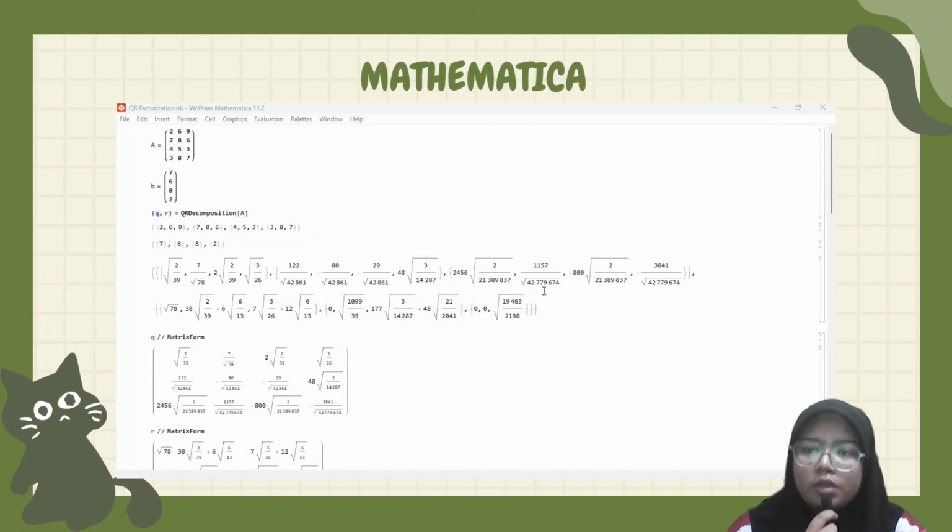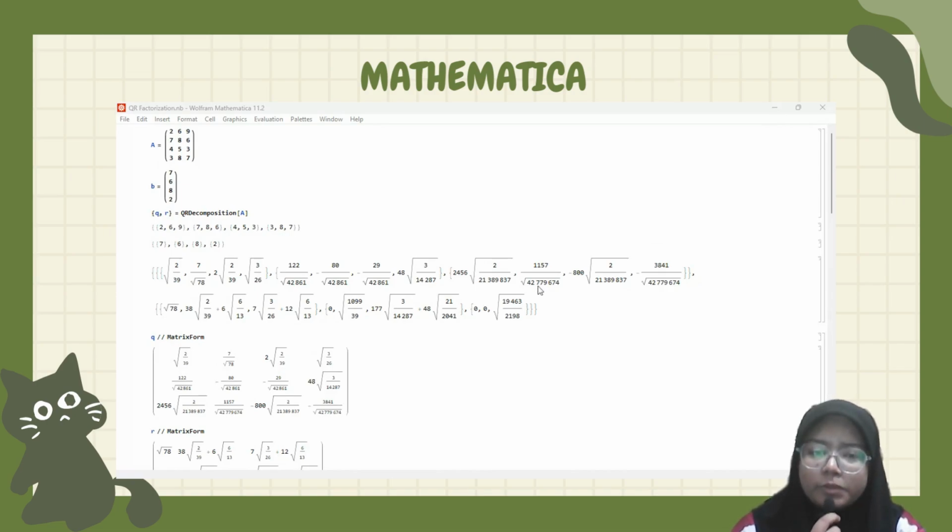1.0721. So, on this slide, I will demonstrate how QR decomposition is applied using Mathematica to solve a system of linear equations. Our goal is to find the solution vector x for the system Ax equal to b, where matrix A is a rectangular matrix with more equations than unknowns. This makes it suitable for a least squares solution.